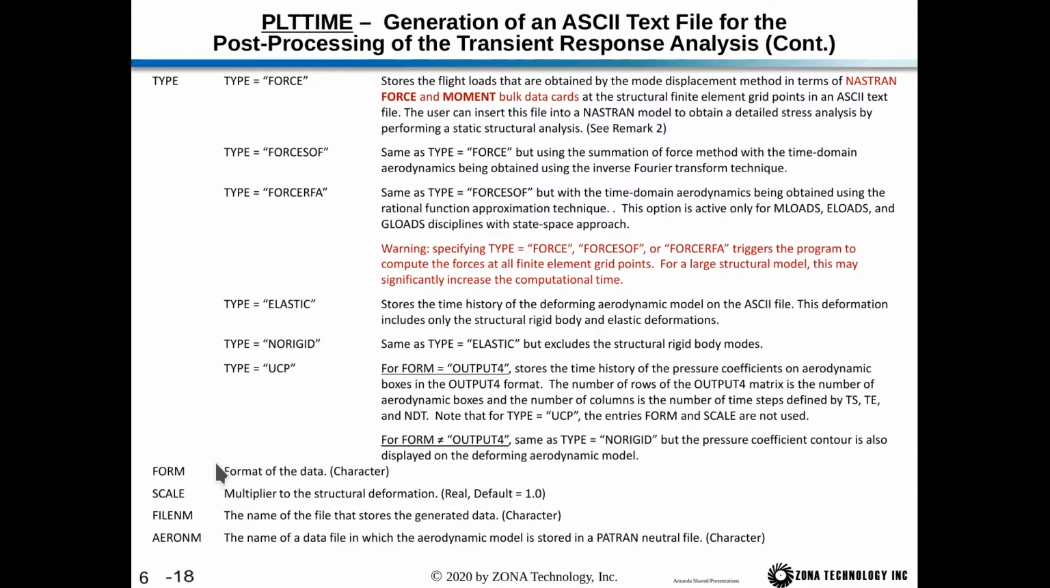Next, we have form, which is the format of the data. So this could be tech plot or output 4, and I believe there are additional options available as well. Scale is a multiplier to the structural deformation, which by default is 1. So if you want to amplify the deformations that you see, just for visual purposes, you can do that. And then file name is the name of the file. Arrow name is only used when the form is patran.